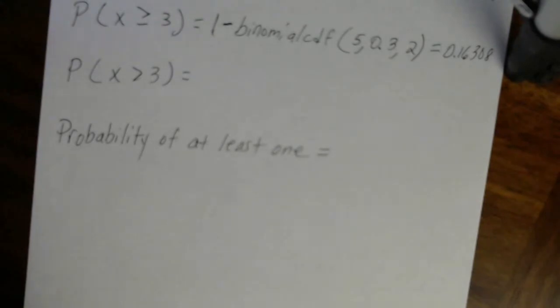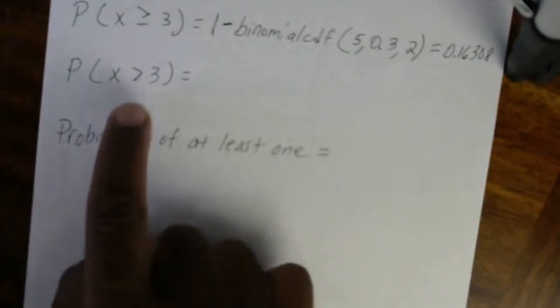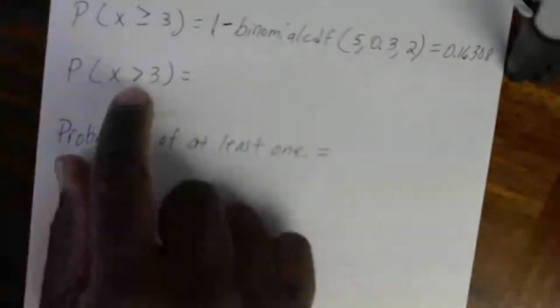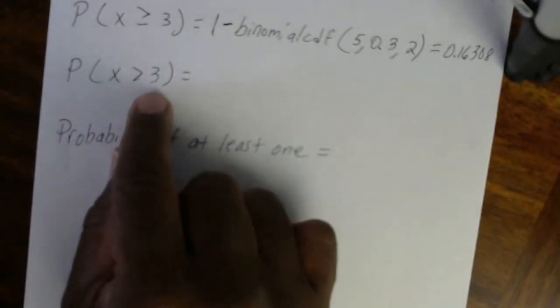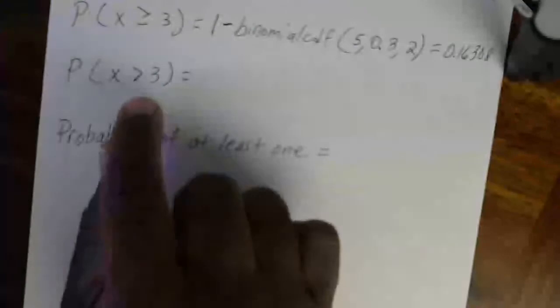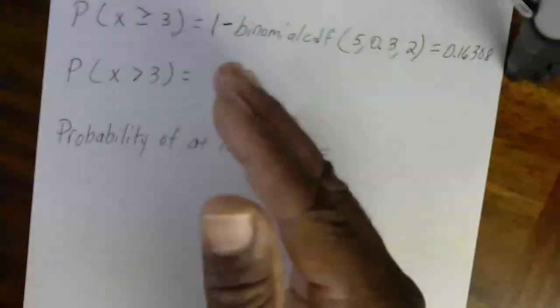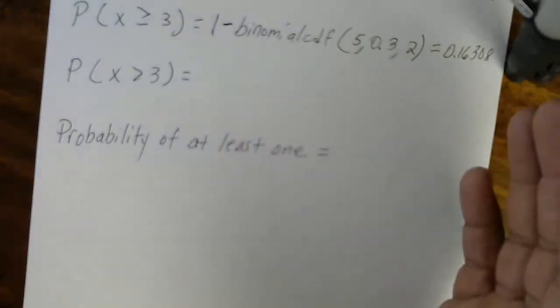All right, so going back to the document camera, the next one we're going to find is the probability that X is greater than 3. So notice I don't have an equal to bar, so I don't actually want the probability at 3. I want it for greater than 3. So I want it at 4, and I want the probability at 5 added together.